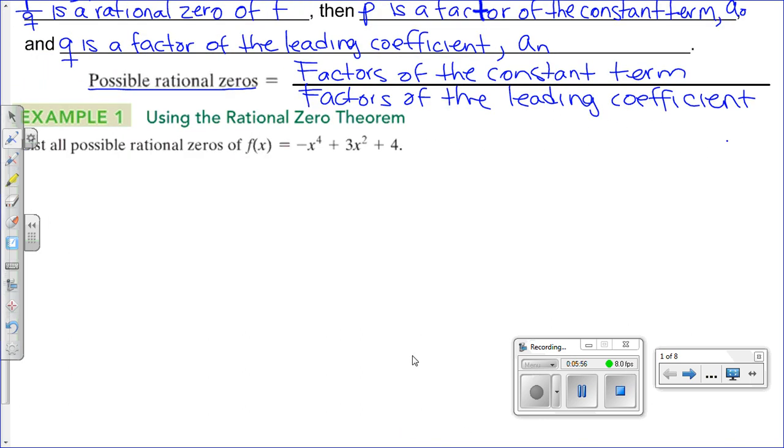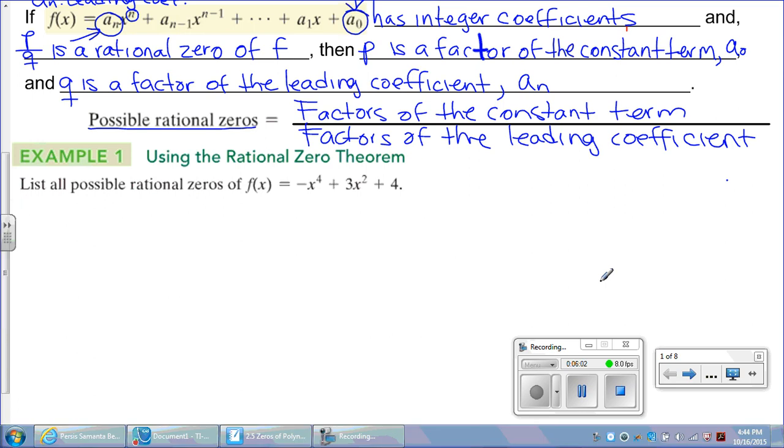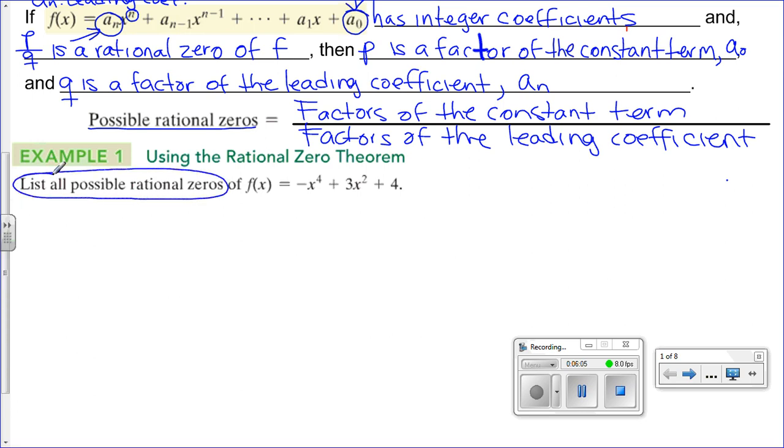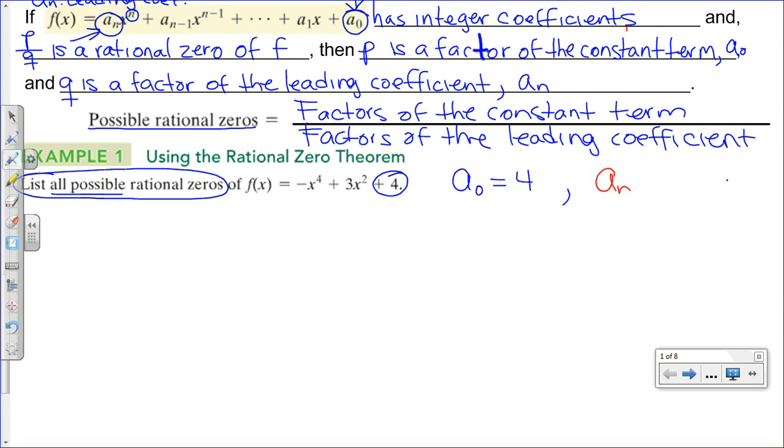So now let's go ahead and apply the rational zero theorem. And what we're going to do here is only list all possible rational zeros. It doesn't say to solve the polynomial or to find the zeros, only to list all the possibilities. So let's define first, what is the constant term? The constant term is represented by a sub 0, and so that is equal to 4. Now, a sub n is the leading coefficient, and that one is represented not by 1, but actually by -1.